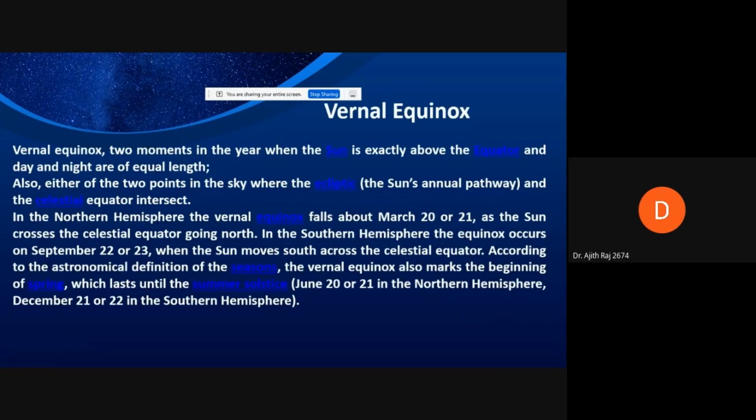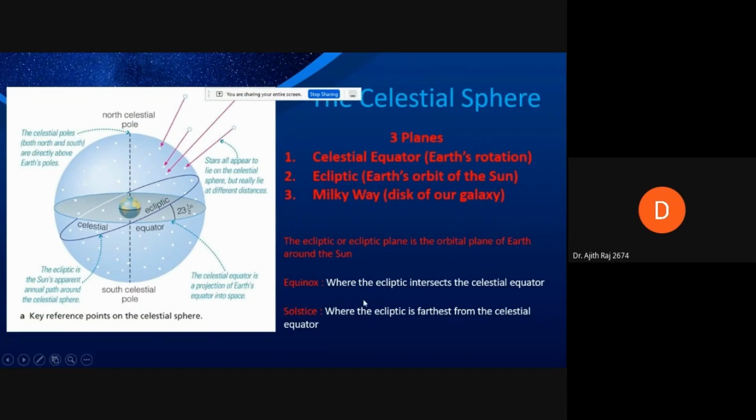So now, what do you mean by this vernal equinox? Before that, we'll go to equinox and solstice. Equinox is where the ecliptic intersects the celestial equator. Okay, you know what the equator is, you know what the ecliptic is, the path I have shown you, which is easier to analyze than the plane you have analyzed. At some point it intersects the celestial equator, and that we call equinox. And solstice is where the ecliptic is farthest from the celestial equator. It will be in the far position. Okay, so with respect to this equinox and solstice, our seasons are made.